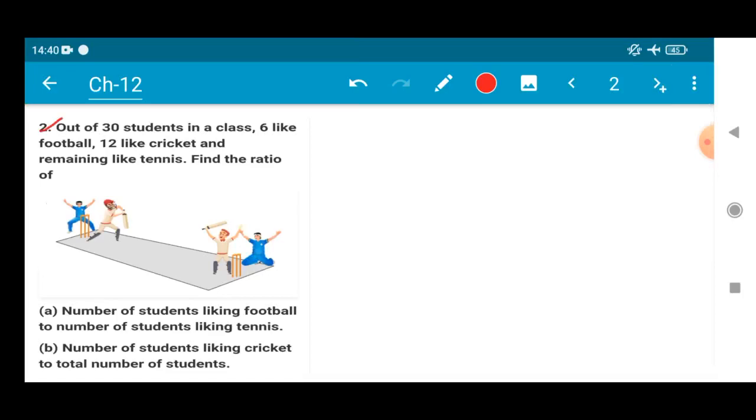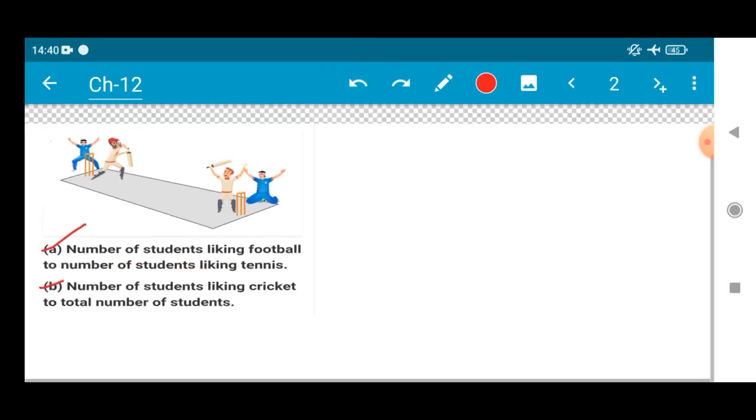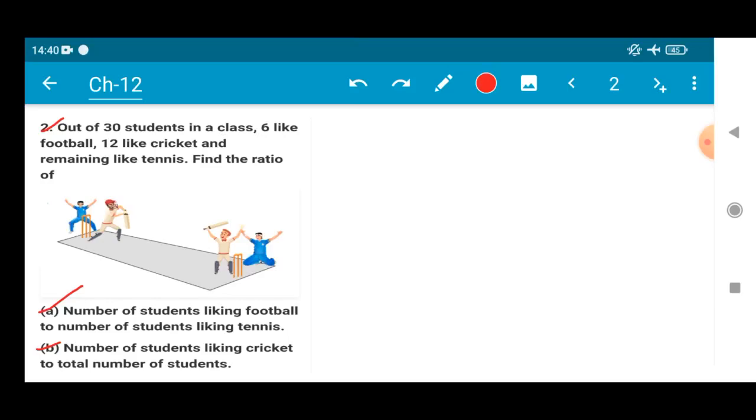Number 2. Out of 30 students in a class, 6 like football, 12 like cricket, and the remaining like tennis. Find the ratio of the number of students liking football to the number of students liking tennis. Number B, the number of students liking cricket to the total number of students. So that means we have to find the ratio between the students liking football and the number of students liking tennis. So let us write whatever is actually given in the question.